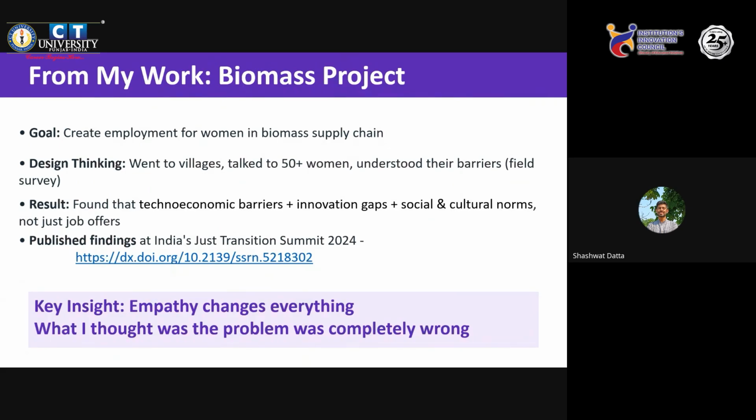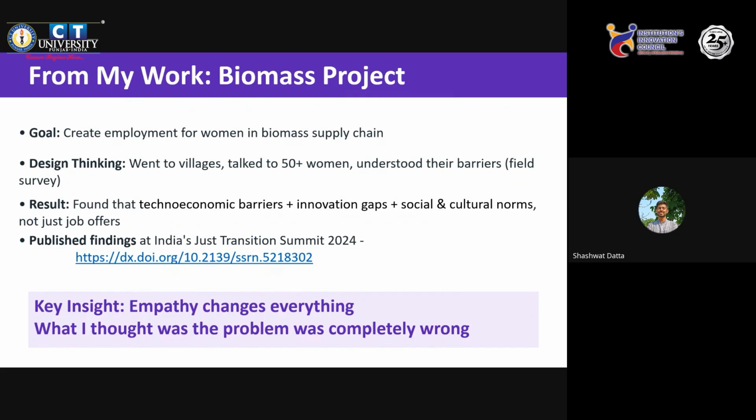There's another example from my work. It's a biomass project. In this, I used design thinking as one approach towards solving my problem, wherein we had to create a policy to create employment opportunities for women in the biomass supply chain. This was for power generation. And I personally thought it was obvious: you just train women, give them jobs, and the job is done.